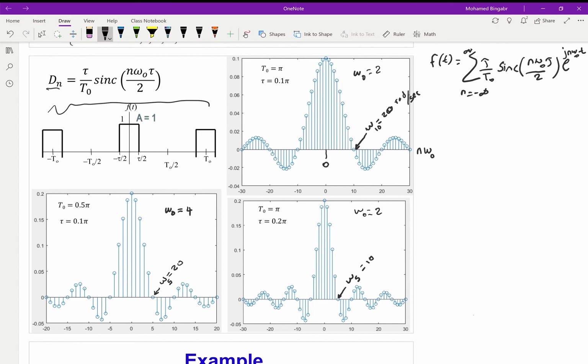If we want to plot dn, this is the dn for different harmonics, and let's plot it for t0 equal pi and tau equal 0.1 pi, then that will be the plot. It's a sinc function. This will be d0, so that will be this one.